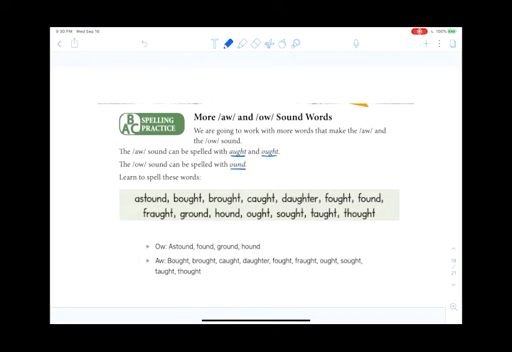Ow sound: astound, found, ground, and hound. Ah sound: bought, brought, caught, daughter, fought, fraught, ought, sought, taught, and thought.